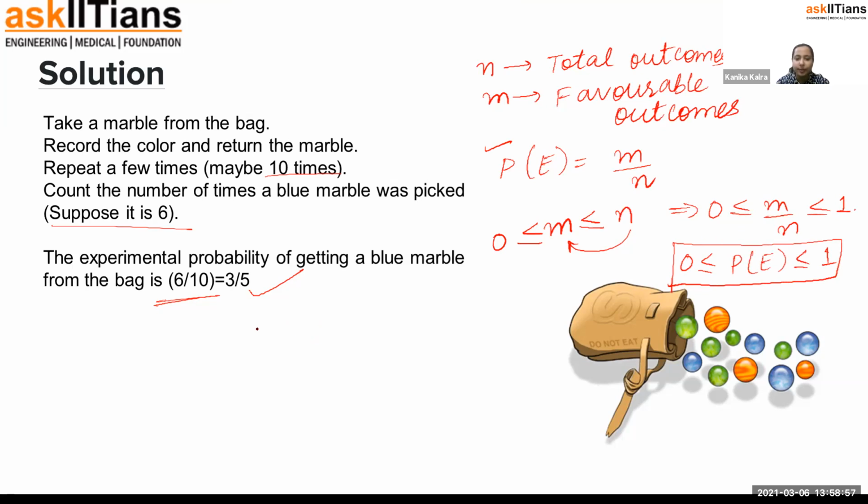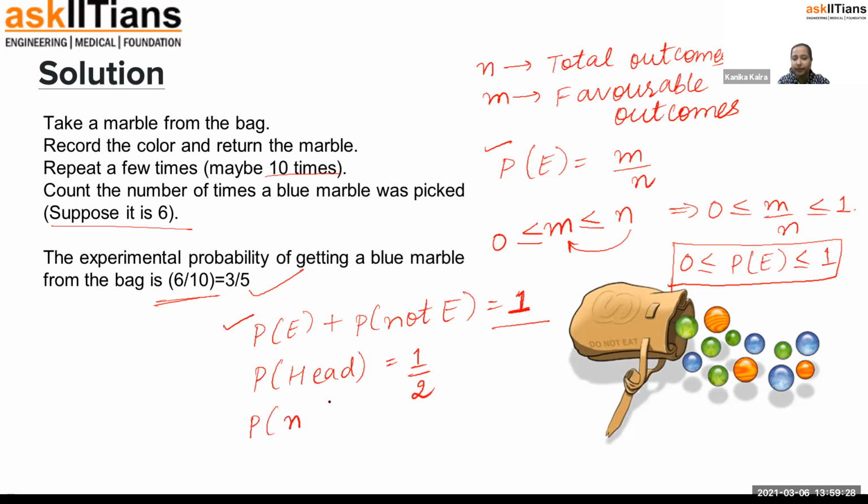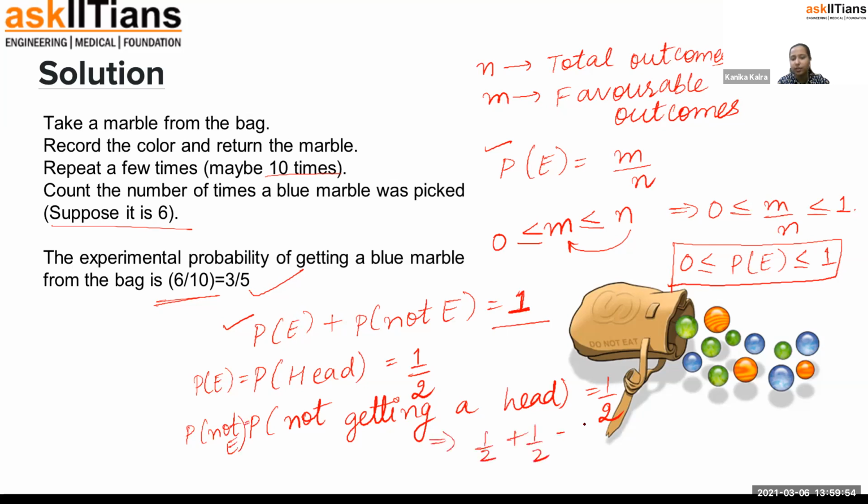Also, one more thing: the probability of event E plus the probability of event not E would be equal to 1, as in the sum of all the probabilities of one single experiment is equal to 1 every time. And not E means, for example, if we talk about the probability of getting a head, it is 1 by 2. Now the probability of not getting a head, that means it's a tail, is again 1 by 2. So this is P(E) and this is P(not E). So this would be equal to 1 by 2 plus 1 by 2, which is equal to 1. Got it? Let's move further.